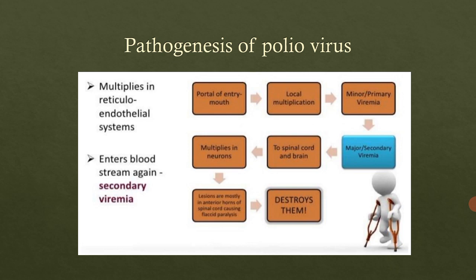Again the virus will enter into the bloodstream, then it will reach the spinal cord. In the secondary viremia it reaches the spinal cord and the brain cells, the neuronal cells. There it will multiply, and once it multiplies in the neuron it will produce lesions in the anterior horns of the spinal cord, causing flaccid paralysis, and due to which the paralytic attack can be seen, which ultimately destroys the person.